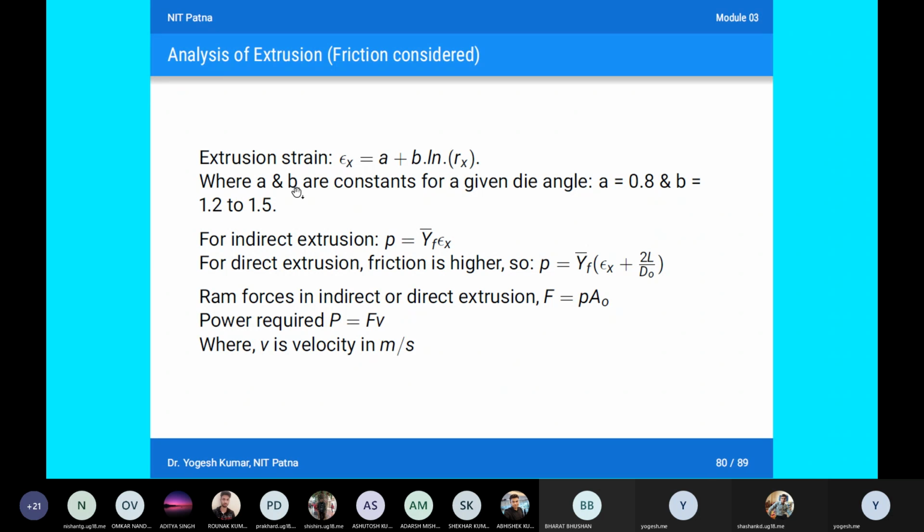Sir, B will depend on the material. B will also vary with the coefficient of friction? No, it varies from material to material. It is not on friction. Actually this B is coming because of friction, but this variation is not much when we are taking different materials.